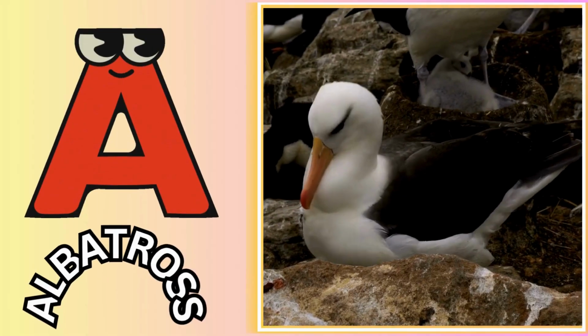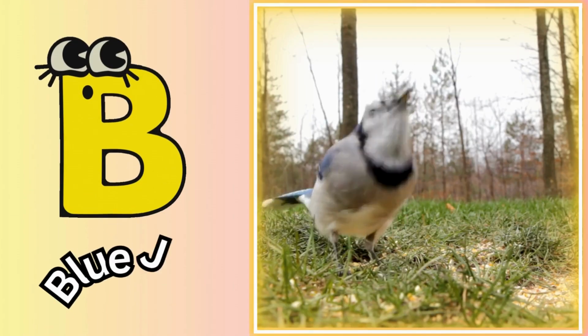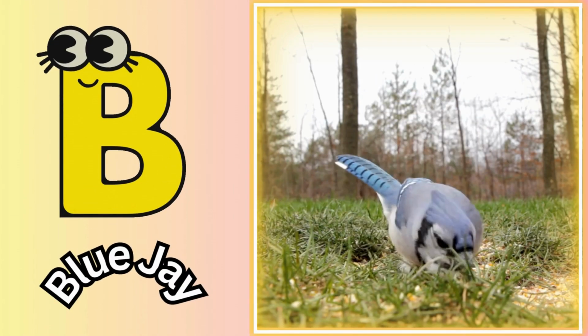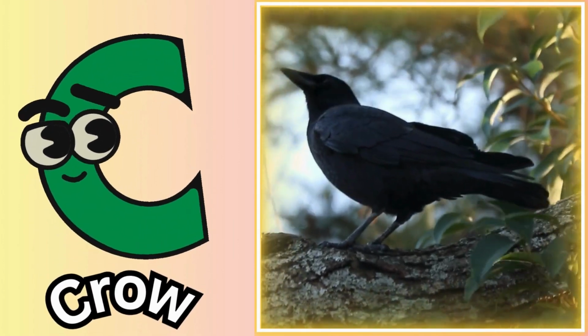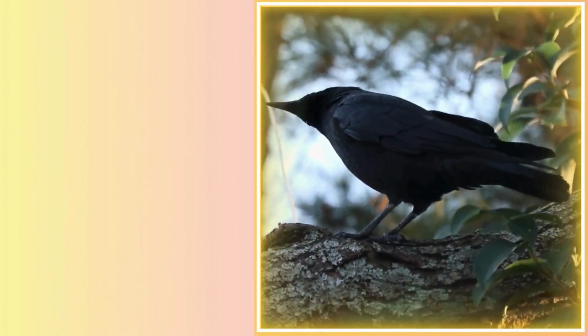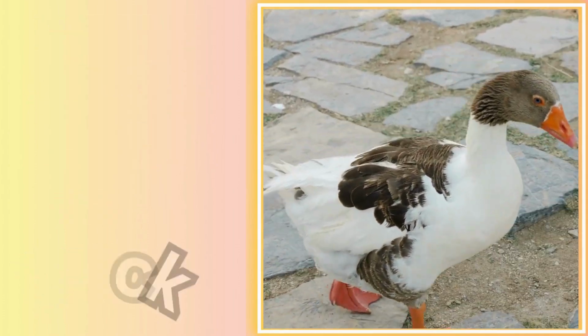A is for albatross. A, A, albatross. B is for blue jay. B, B, blue jay. C is for crow. C, C, crow. D is for duck. D, D, duck.